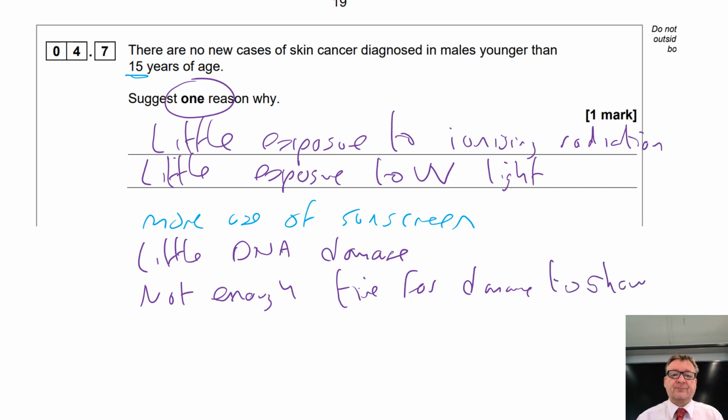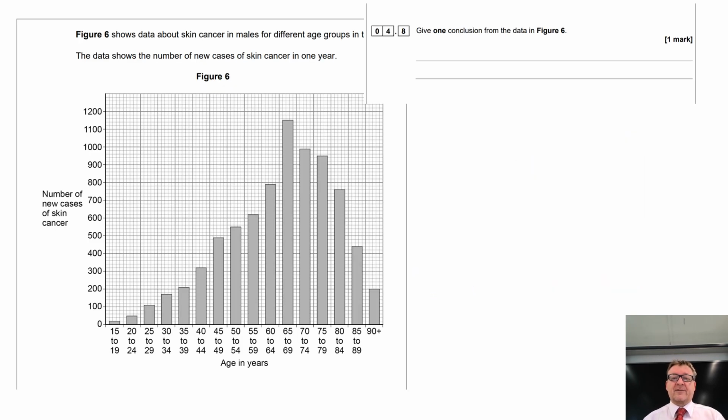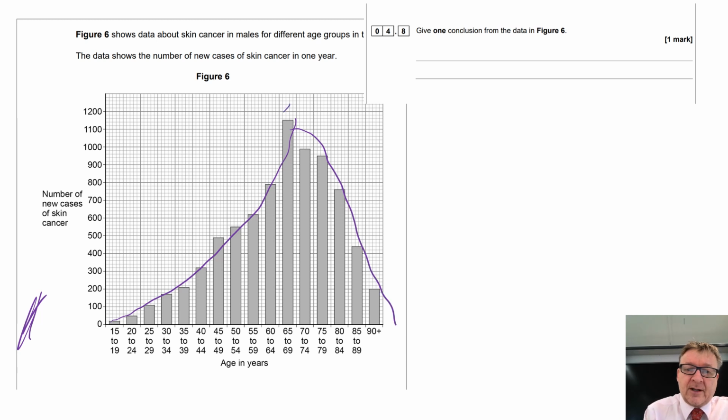Okay. Ooh, back to the graph. Well, we've talked about this graph already, can't bother to talk about it again. Give one conclusion from the data in figure 6. Okay, so that's figure 6. So what I drew on before is I drew that. I highlighted that. So let's just think about it.